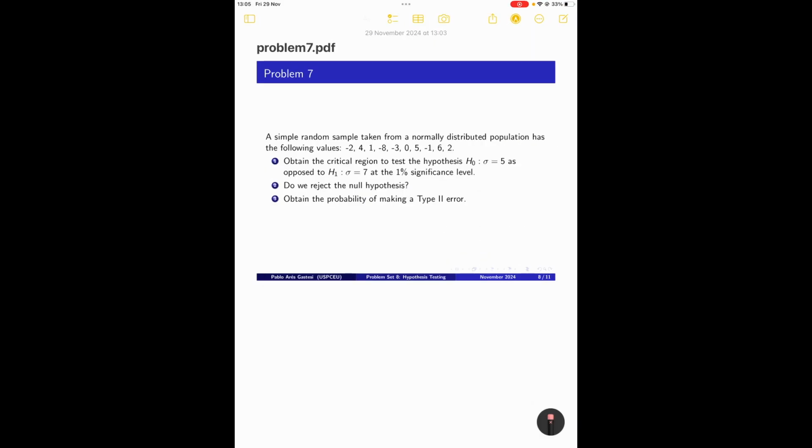In this video, we're going to solve problem 7 from set 8. We're asked to check a hypothesis about the standard deviation of the population, but that requires us to solve using the sample standard deviation. So we'll have to use what I have called S tilde. Remember, this is 1 over n minus 1, the sum of numbers squared minus the mean squared. For that, we have to start computing the mean.